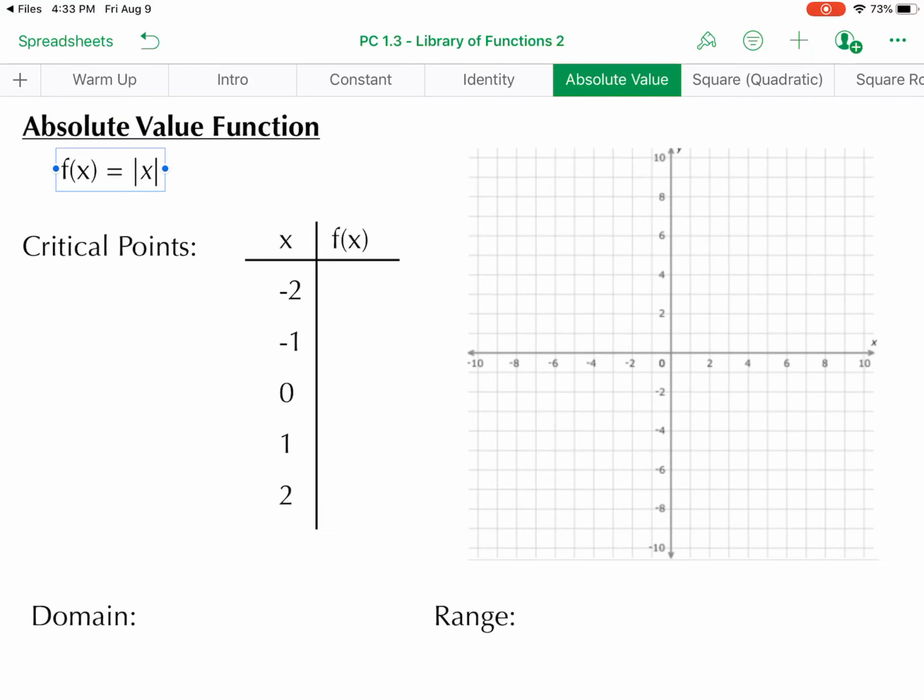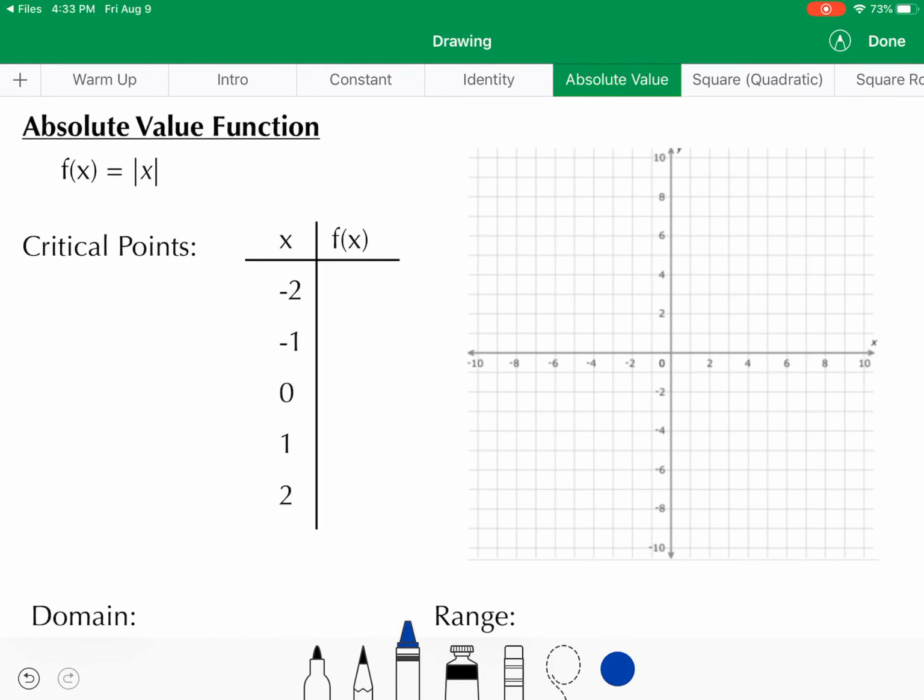Moving forward, next in our library is the absolute value function. Its parent function is f of x equals the absolute value of x. Recall, absolute value is a number's distance from 0. Distance is positive, right? Distance implies positive, so all of our output values from this function need to be positive numbers. F of -2, the absolute value of -2 is 2. Absolute value of -1 is 1. Absolute value of 0. Absolute value of 1. And of 2.